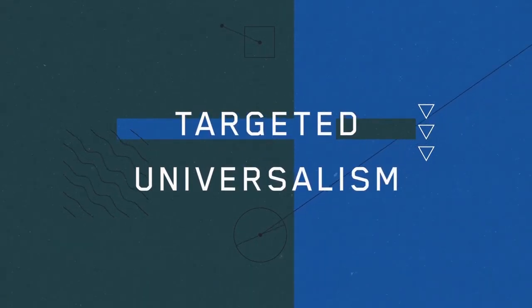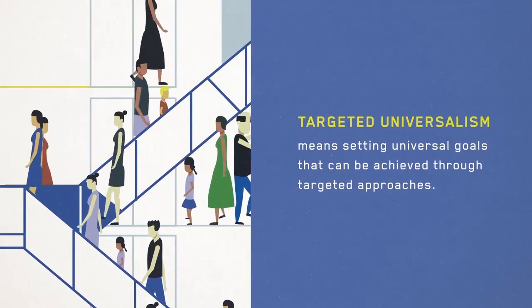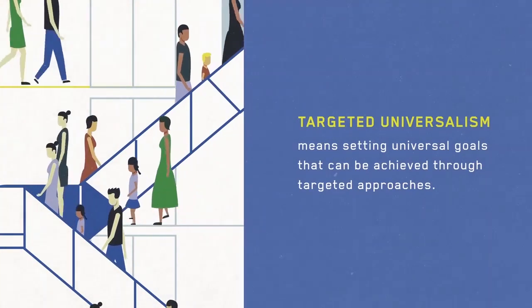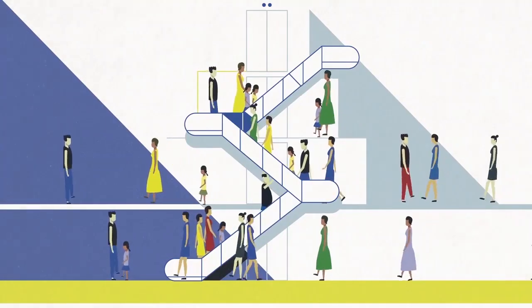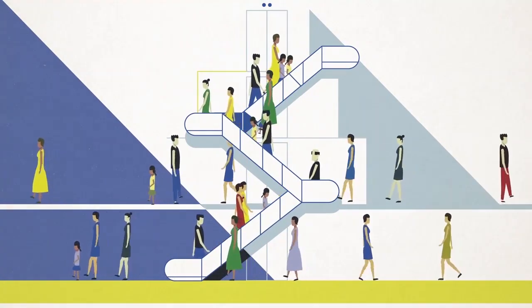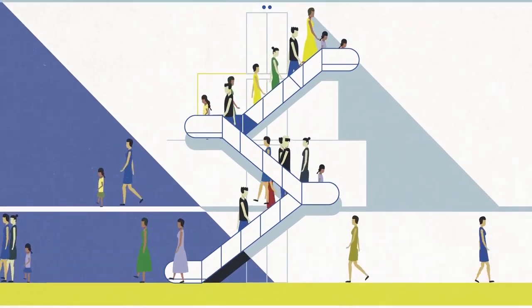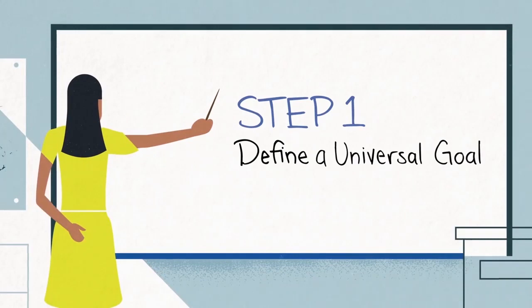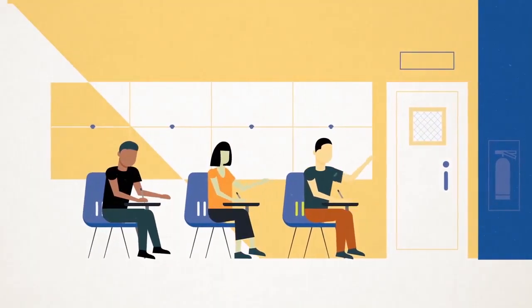Targeted universalism means setting universal goals that can be achieved through targeted approaches. This approach targets the various needs of each group while reminding us that we are all part of the same social fabric. This can be accomplished by following 5 steps. First, set a universal goal. For example, 100% proficiency in 8th grade math.